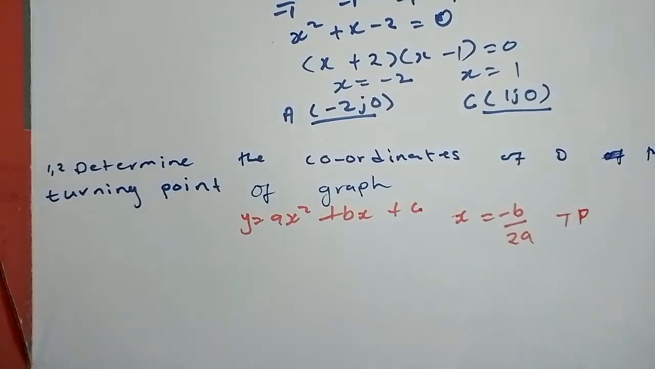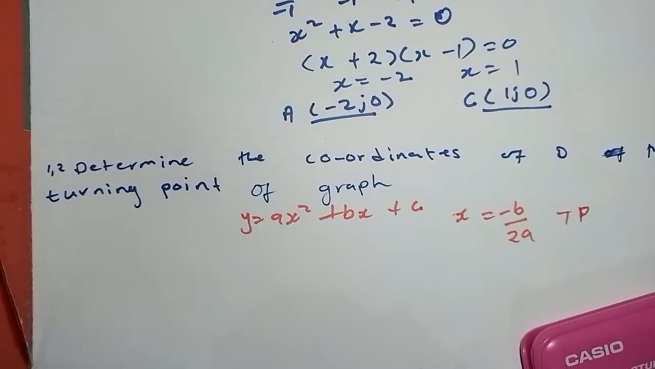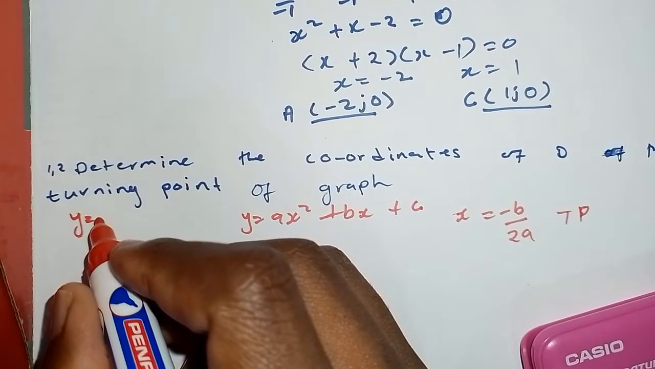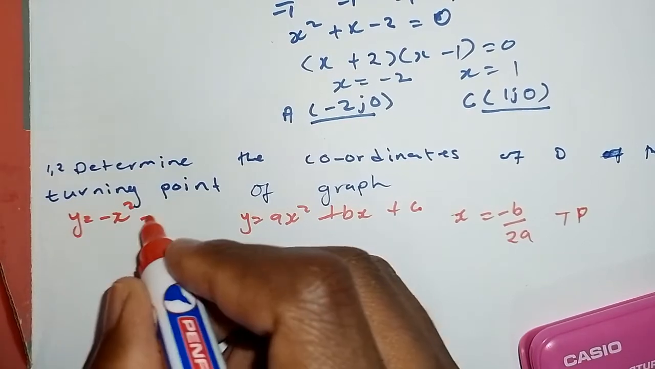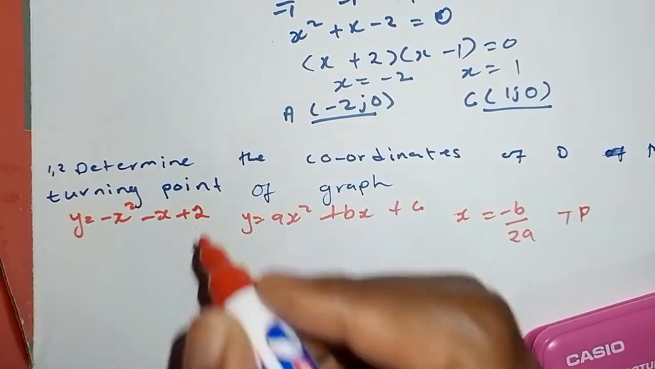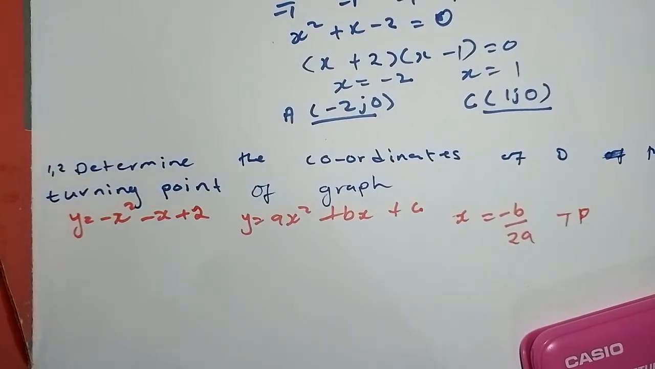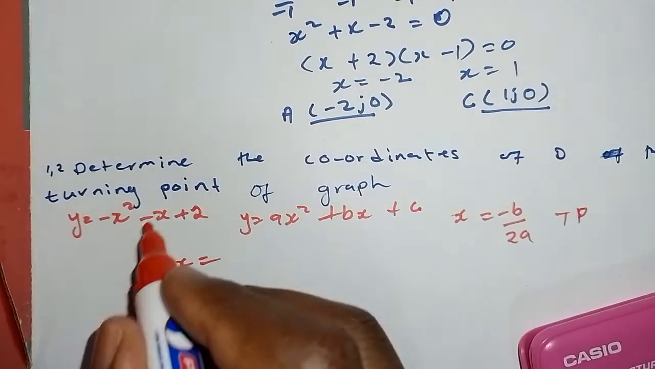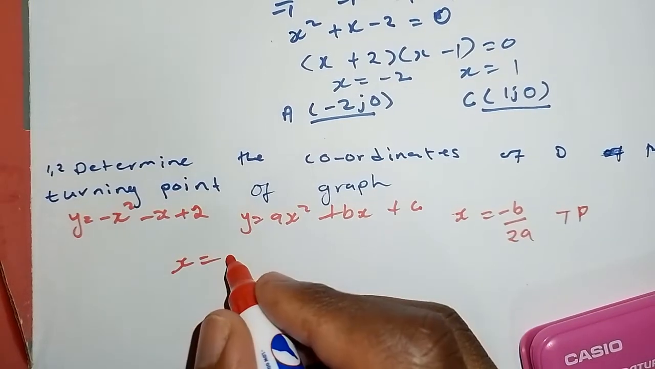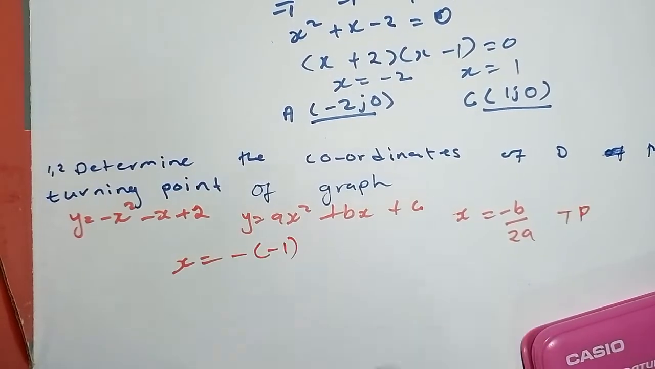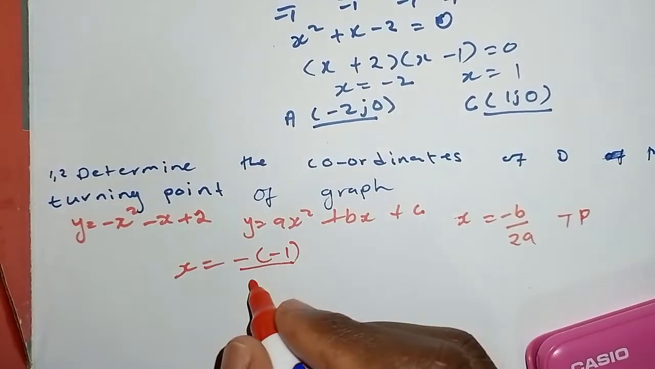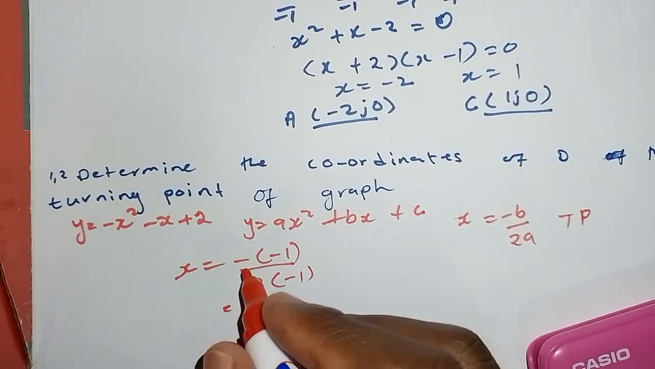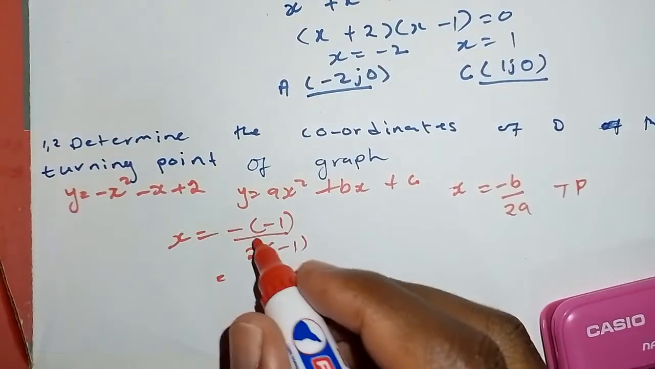Now remember my equation: y = negative x squared negative x plus 2. Then I can say x equals, what is the value of b? This is b. So x = negative of negative 1 all over 2 times negative 1. This will just give me negative half.